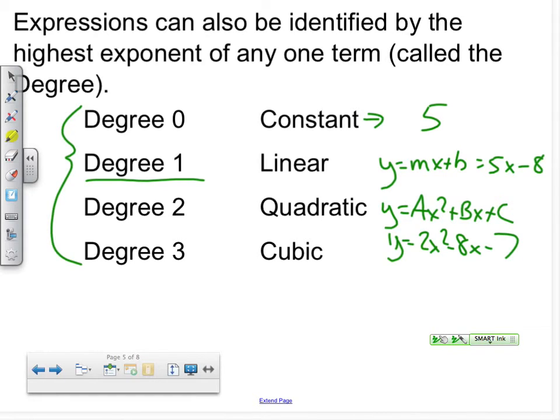Anything higher, they do have special names, but for our intents and purposes, just call it a 4th degree or a 5th degree or so on. You do get highers. They do have fancy names for them, but for Algebra 2, 4th degree is fine. 5th degree is fine. We do want you to know the fancy names for 3rd degree and under.